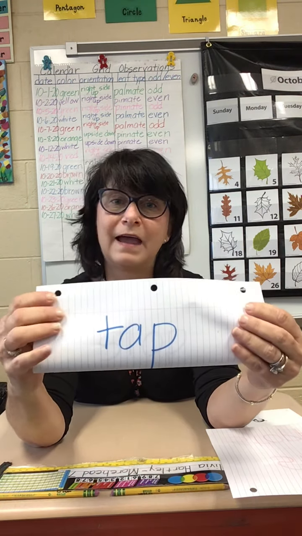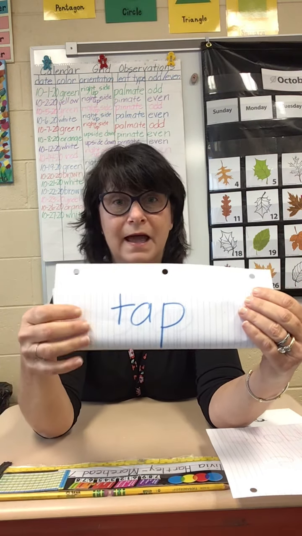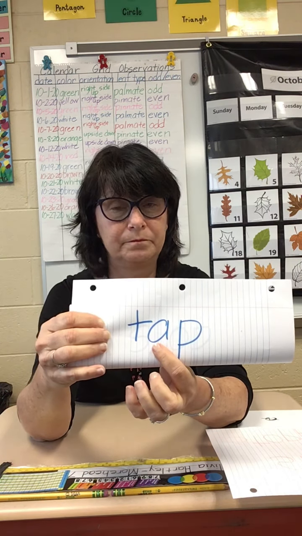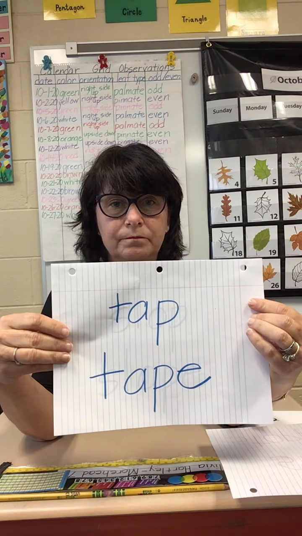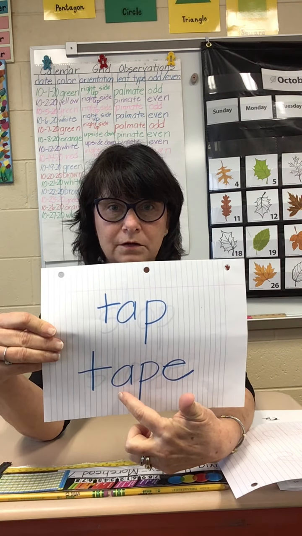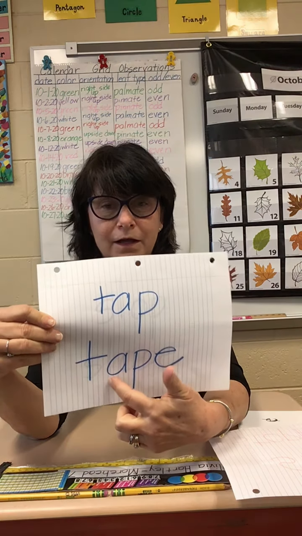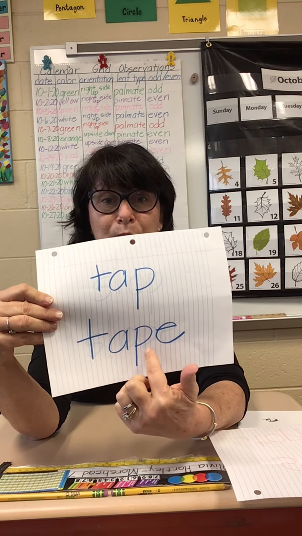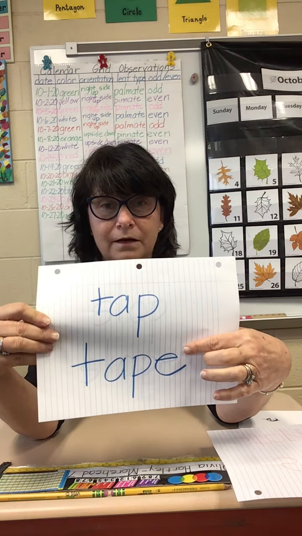This word says tap, like I'm tapping on this desk, okay? Tap. It has a short A, right? But if I add the silent E or the magic E, it changes that vowel sound to make its long sound. And the long vowel sound for A is A, okay? So instead of saying tap, it says tape, and then this doesn't make any sound on the end.